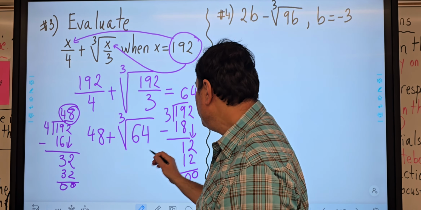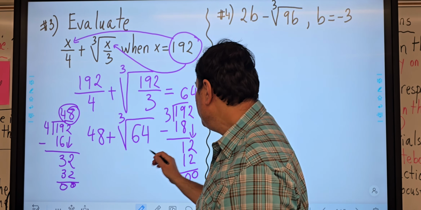Let's take a look at number 4 here. We have 2b minus cube root of 9b. Now they are giving us b equals negative 3. So instead of b, we are going to replace negative 3, right? And let's see what we get. So now we have 2 times, instead of b, we are going to put negative 3. Negative 3, okay? And then minus cube root of 9 times negative 3 inside of the cube root.